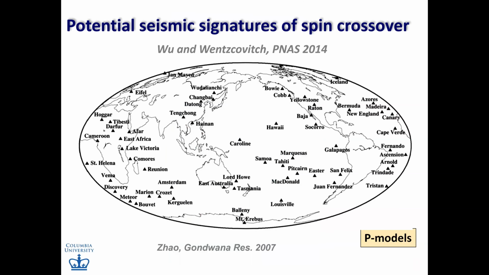But it happens that there were several tomographic P models of hotspot anomalies in the mantle and beneath hotspot volcanoes.